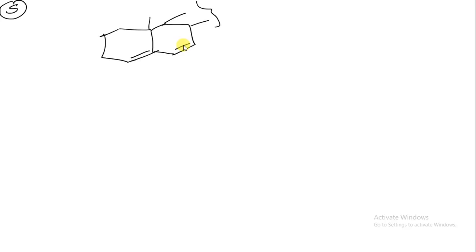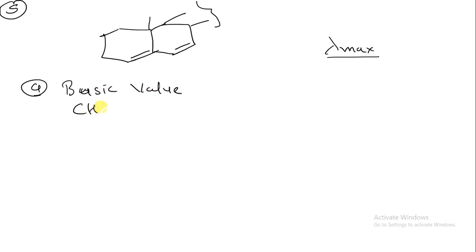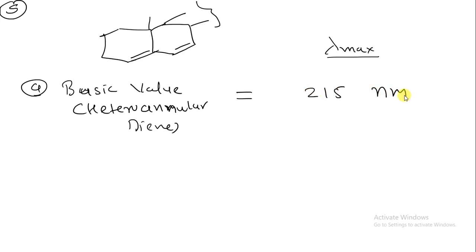Now in the earlier case there were double bonds present in a similar ring, and now in this we have two different double bonds present in different rings. So I have to consider it as a heteroannular system. What will be the basic value? You just have to write down whatever I am writing over here. Pause the video and then write down this. For the heteroannular diene system, there will be 215 nanometer.